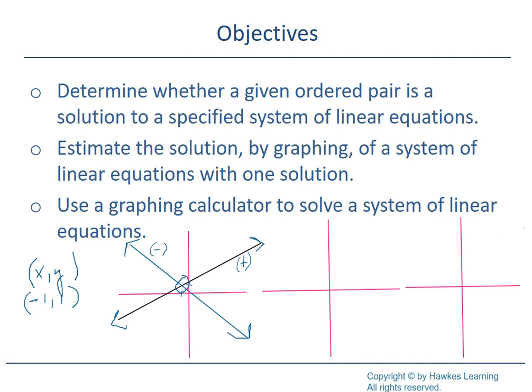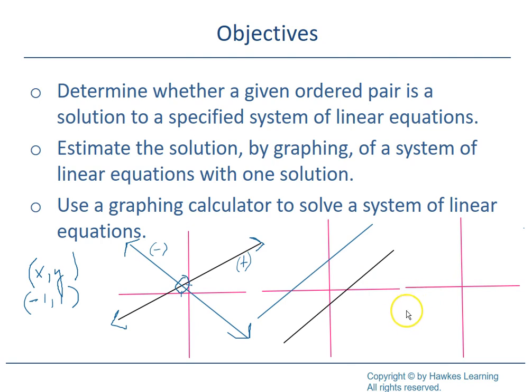Now, another scenario for all of these would be you graph one line, and then you graph another line, and notice the lines are parallel. So would there ever be an intersection here? And the answer is no. So for this system of equations, there is no solution. So here there is one solution. Here there are no solutions.